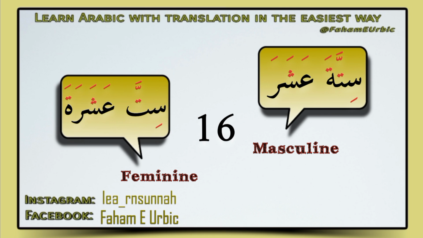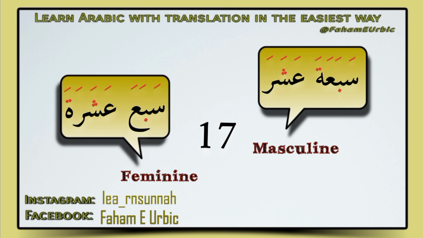In masculine form, the number 17 will be سبعة عشر. But in feminine form, the number 17 will be سبع عشرة.